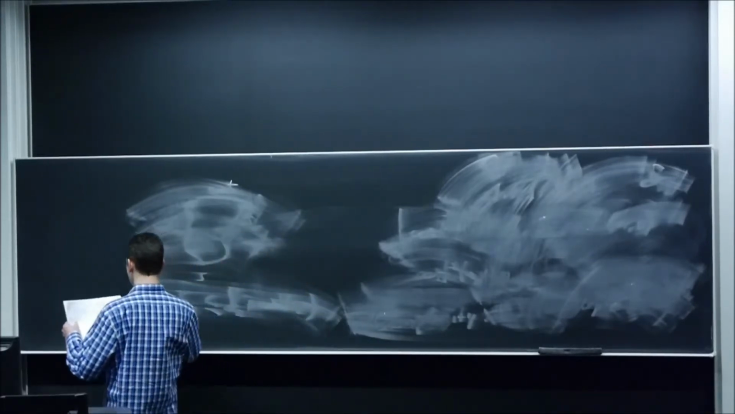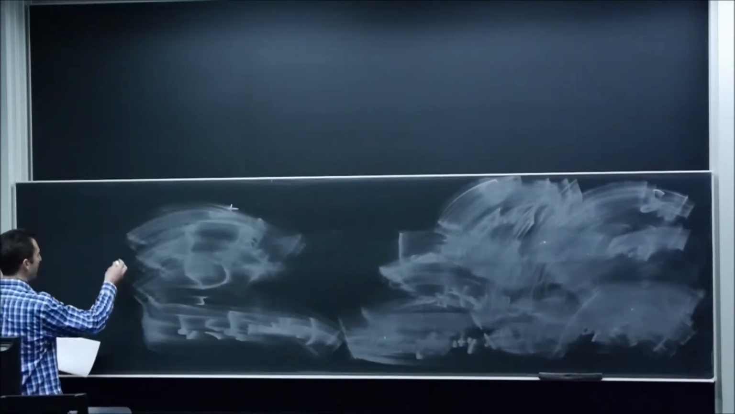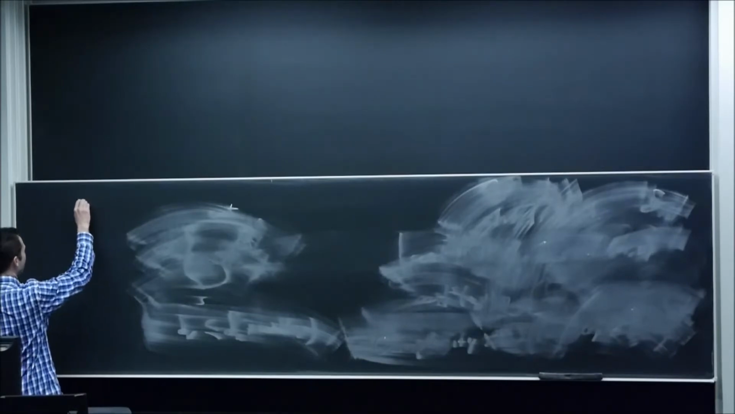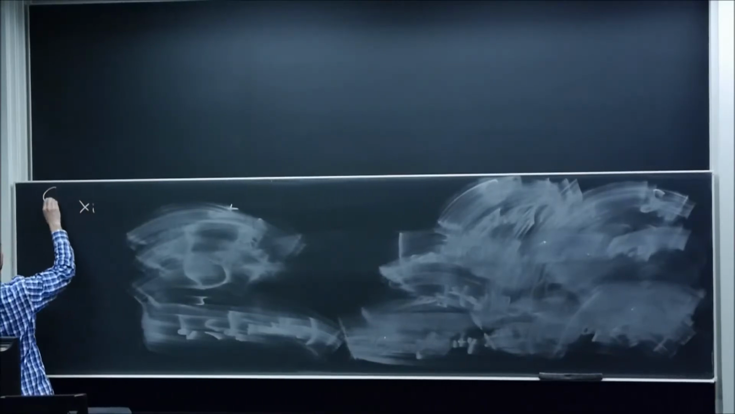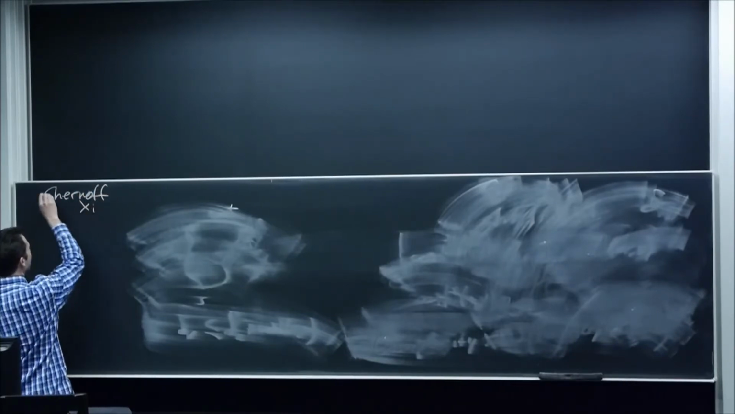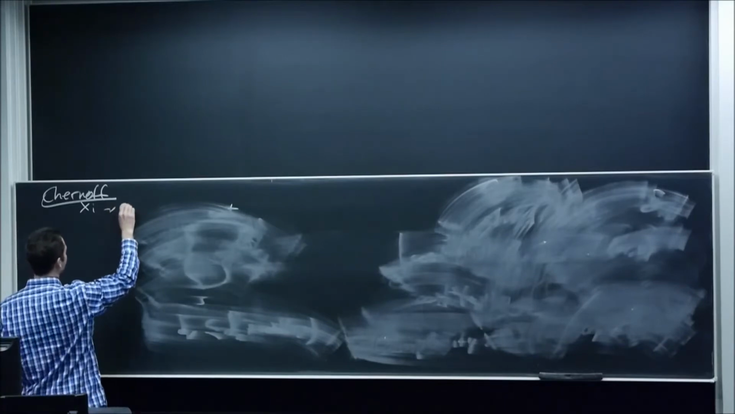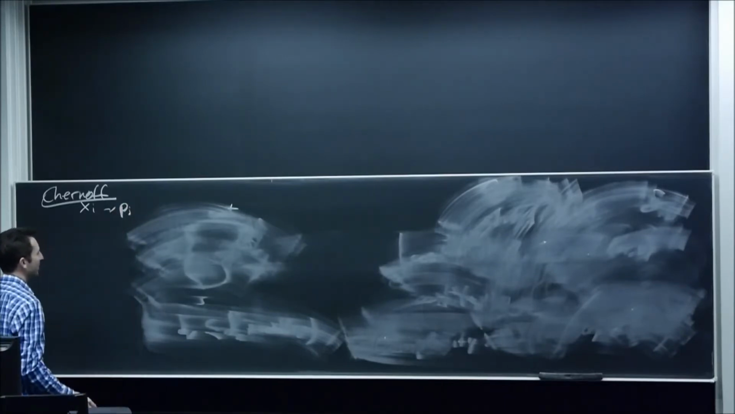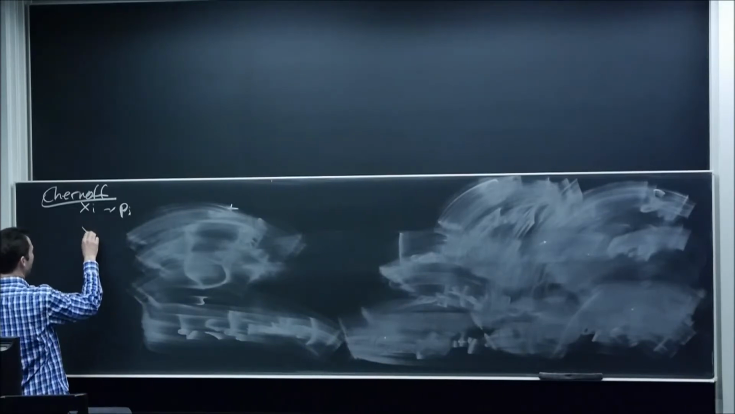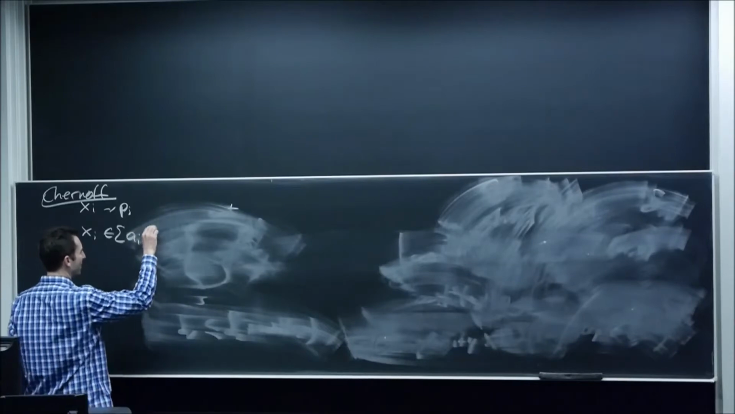So here's the thing. The standard Chernoff bound basically goes as follows. Suppose I have some random variables xi which are drawn from their own distribution pi. And I know that the xi's are in some range between ai and bi.